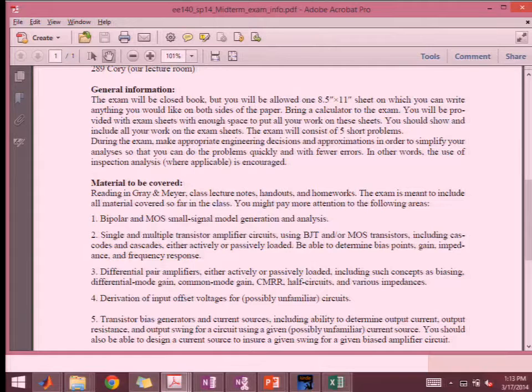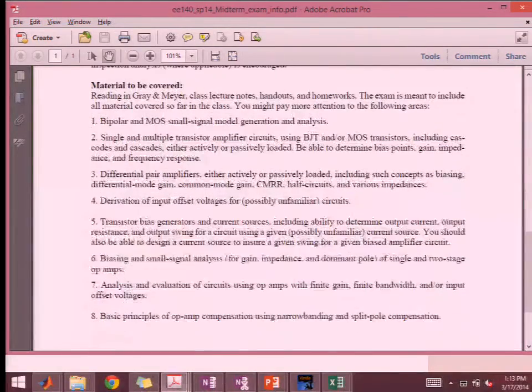So the idea is to test you on a bunch of different topics that we covered, and I put together a list here. So bipolar and MOS small signal model generation and analysis. That will be embedded as part of some problems. Those are the things that, if you read and you go, I don't know if I understand this concept, well, that's what you should maybe focus on this week.